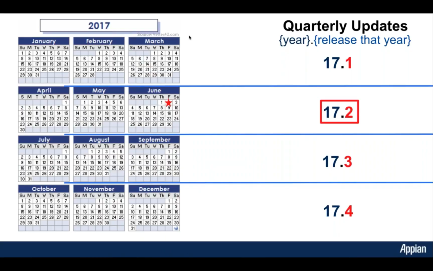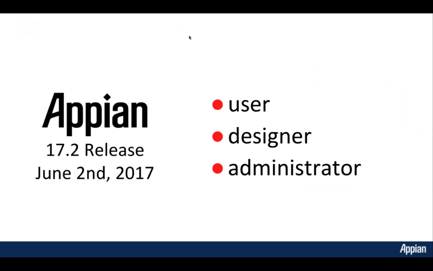But of course, this is the Appian 17.2 release. As I mentioned before, it's going to be available on June 2nd of 2017 with subsequent releases in Q3 and Q4 of this year on our quarterly release schedule. And of course, for today's presentation, we're going to cover all the user, designer, and administrator features that are going to be introduced inside 17.2 on June 2nd of 2017. But first, let's talk about those user features.